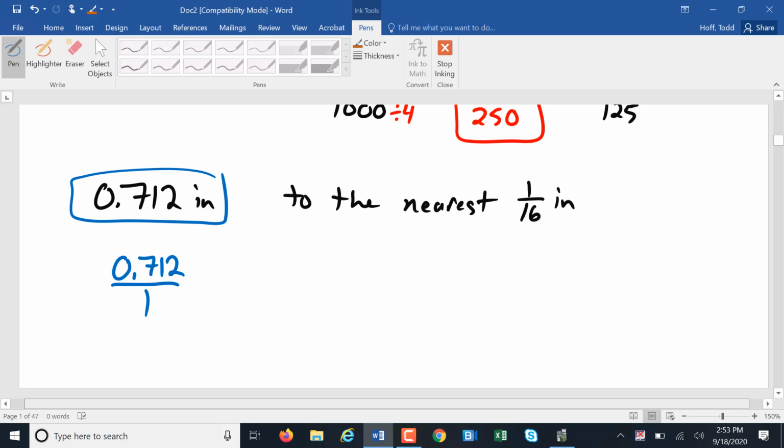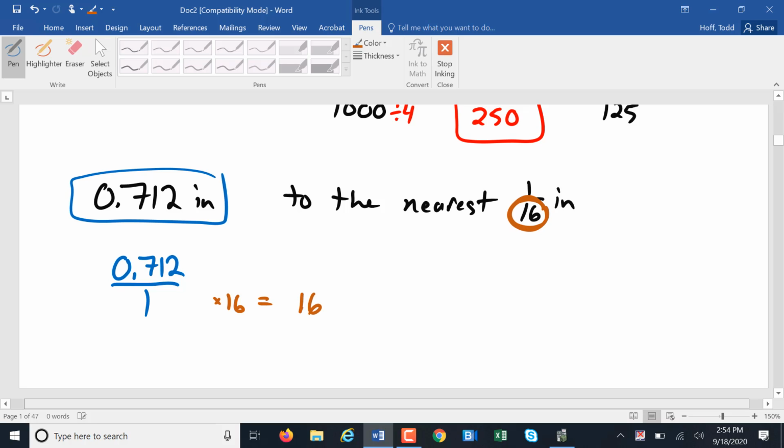Notice the decimal's still in there, by the way. That's the biggest mistake people make, is they pull the decimal out. It's still there. We haven't put any big numerators underneath or denominators underneath it to change that yet. This has a denominator of 1. We want it to have a denominator of 16. So how are we going to change it?